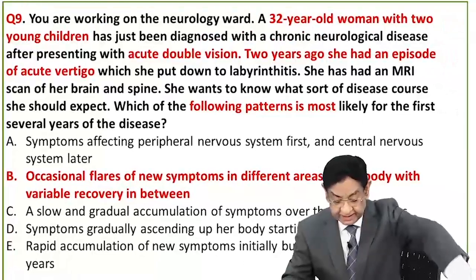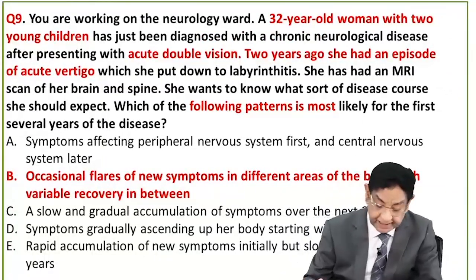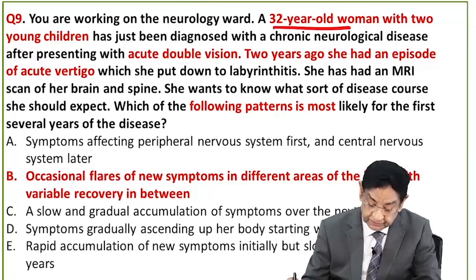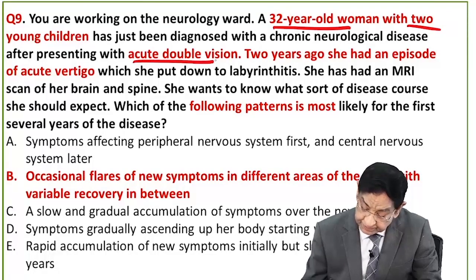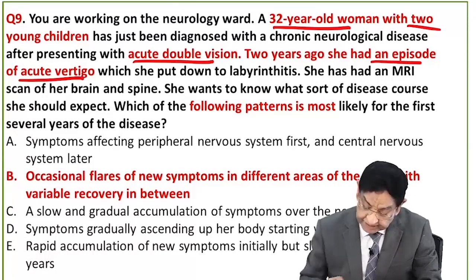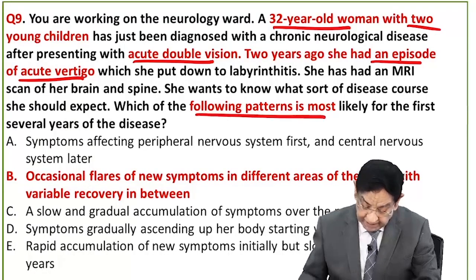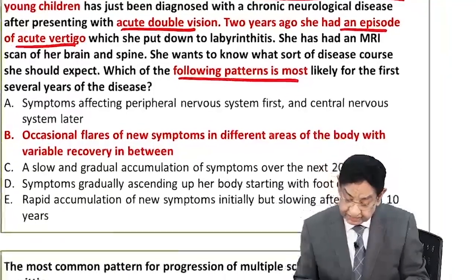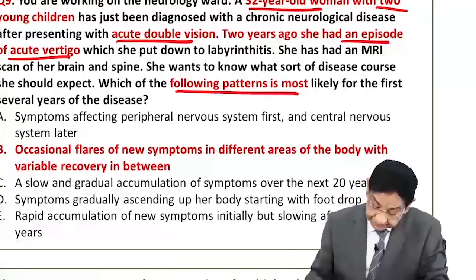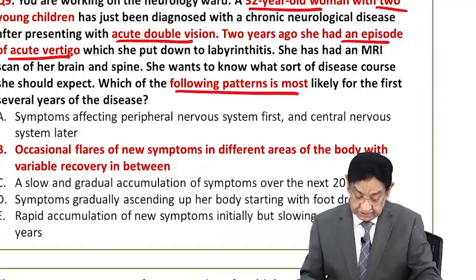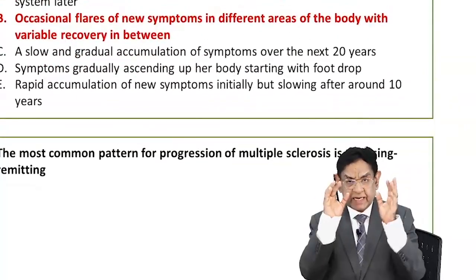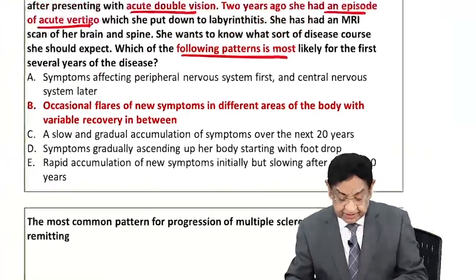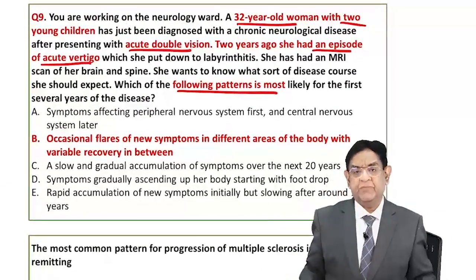Question number 9. A 32-year-old lady with 2 children, double vision, had an episode of acute vertigo, and the pattern is most likely in the first year of life. Something very interesting. What they are talking about, what he is asking about, you must have read the question very clearly. We have a patient of multiple sclerosis.